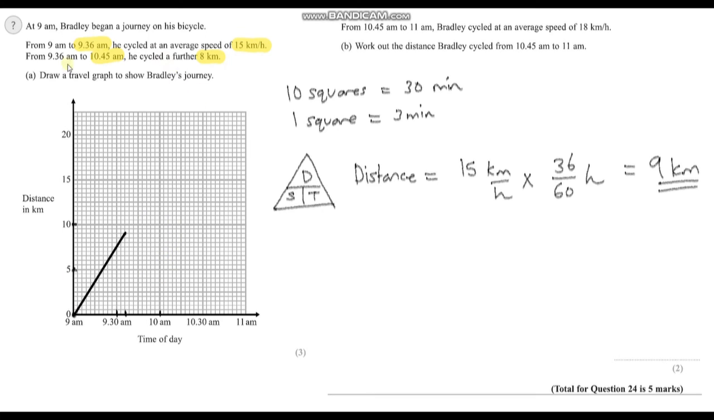And now let's read the next part. So from 9:36 a.m. to 10:45 a.m. he cycled a further 8 kilometers. So let's get my pen tool out. So up to 10:45 a.m. So 10:45 a.m. is here. It's halfway between 10:30 and 11. And a further 8 kilometers, if we're at 9 now and we're going a further 8, that will take us up to 17 kilometers. So we've now got up to 17. So that's 15, 16, 17. Is that right?